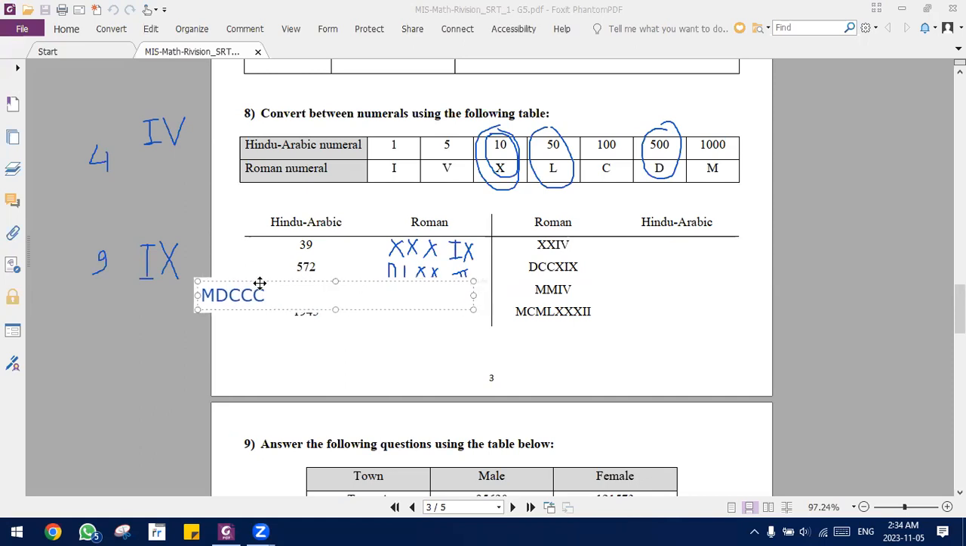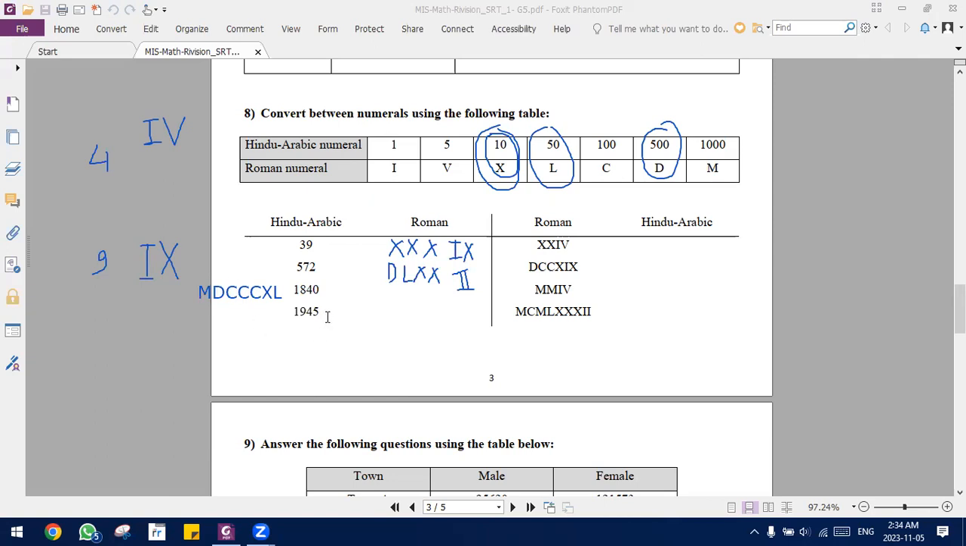So this is 1800, then 40. How can I make 40? We said that number 4 is subtraction. 40 is 4. Subtraction. How can I make the subtraction? It's 50 minus 10. So it's XL, which makes 50 minus 10.